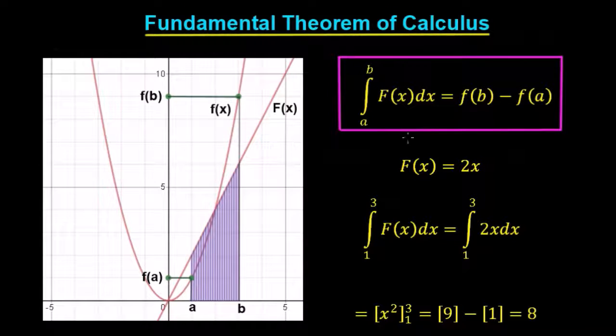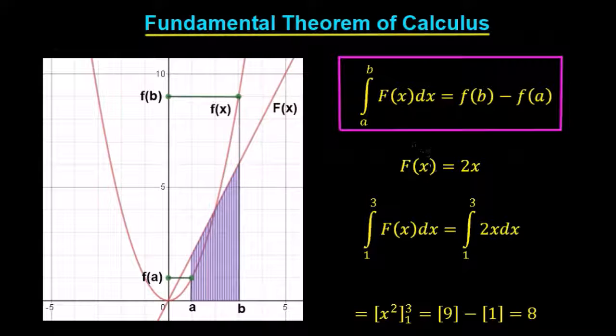So this is the statement of the fundamental theorem of calculus. It says that the integral from a to b of some function large F of x dx is equal to the function small f at b minus small f at a. So before we go into the diagram here, we'll talk through this example.